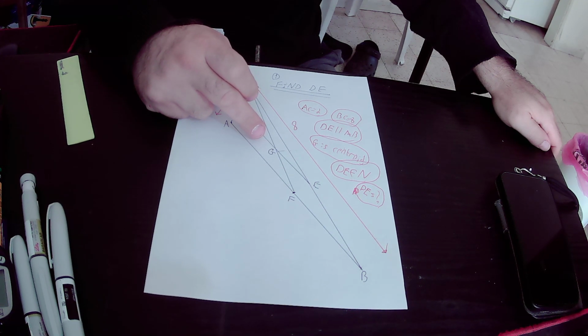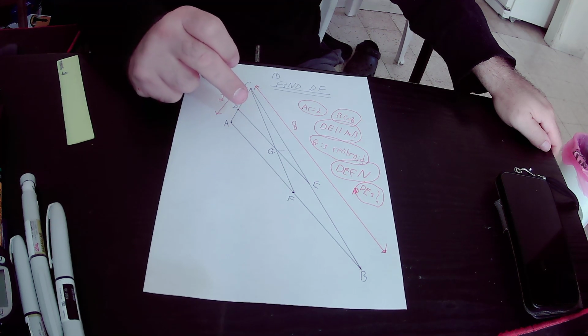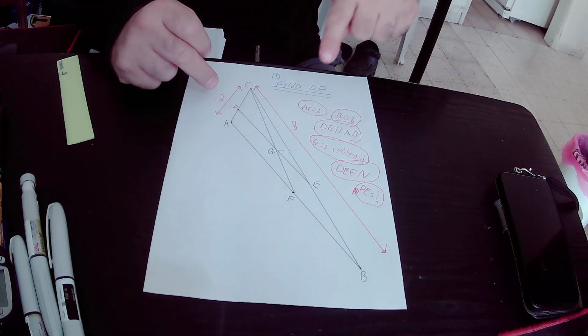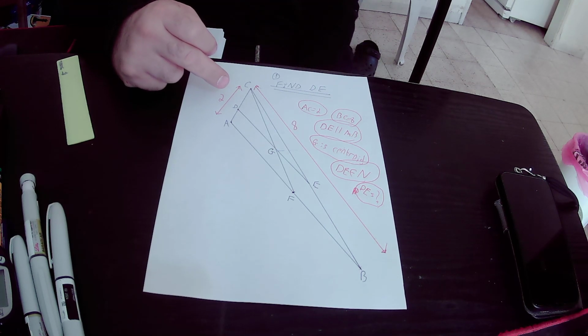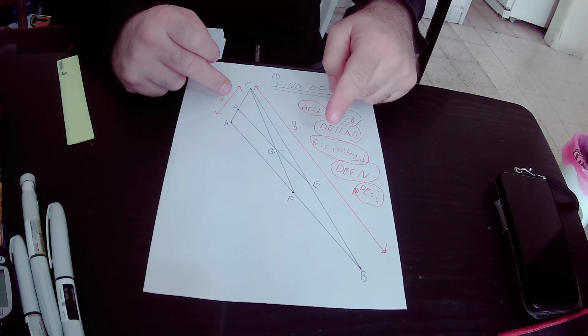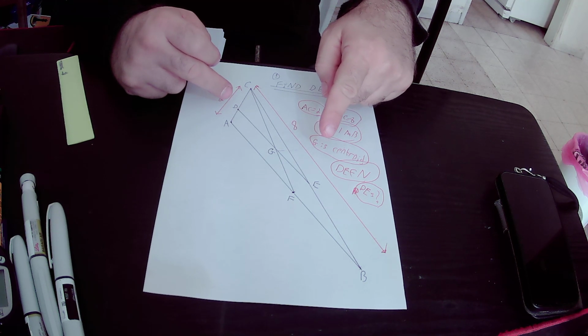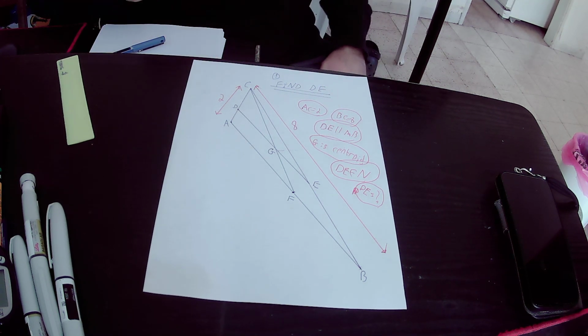The centroid of any triangle is the point where the medians of the triangle intersect. We also know that the size of DE is a natural number, and we want to find that size of DE.